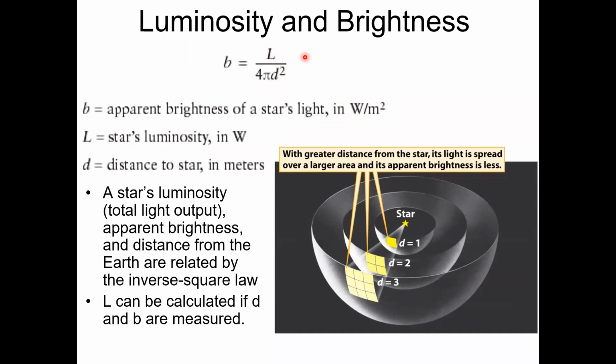Now, if you look at this equation, B is the apparent brightness. This is something you can measure: how bright a star is. There are techniques to measure the brightness of objects that you see, right? It is a measurable quantity. Distance, sometimes, yes, you can measure using parallax and other methods. So if you know these two, you can calculate L, the total output energy, how much energy is being emitted.